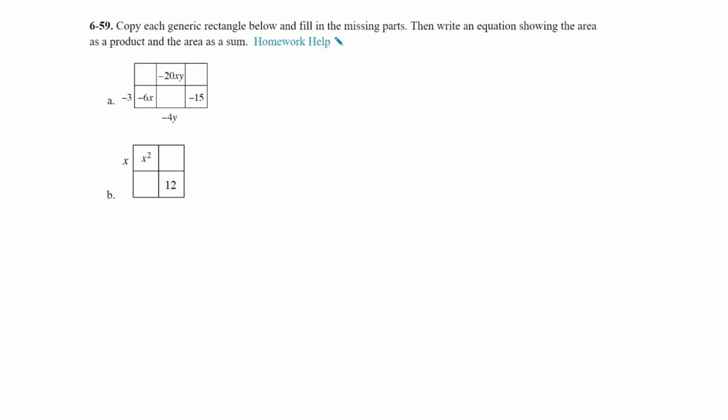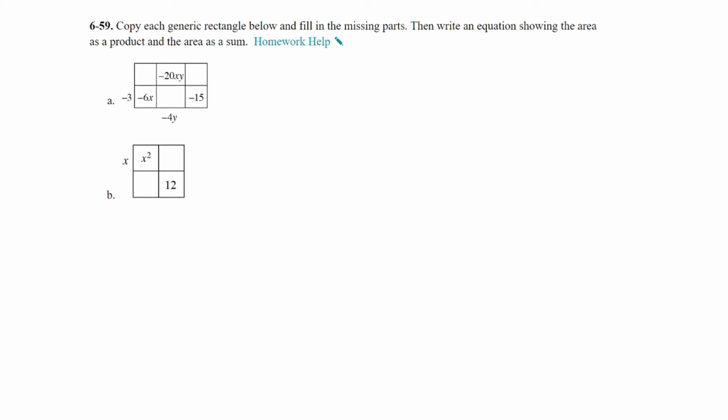Question 59, copy each generic rectangle below and fill in the missing parts. Then write the equation showing the area as a product and the area as a sum. So you're given a 2x3 rectangle for part A. You're given a side length of -3. And on the other side, you're given -4y. And then you're given 3 of the 6 areas. So we're going to have to kind of work backwards here to figure this out.